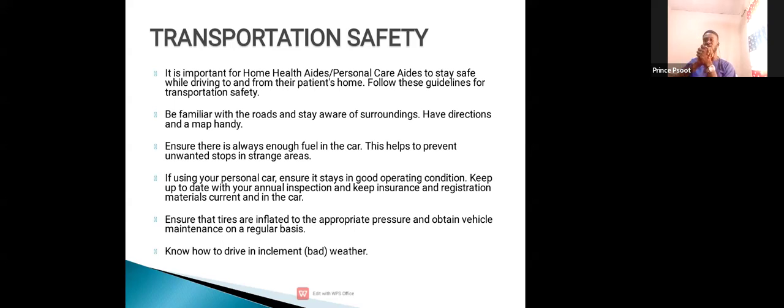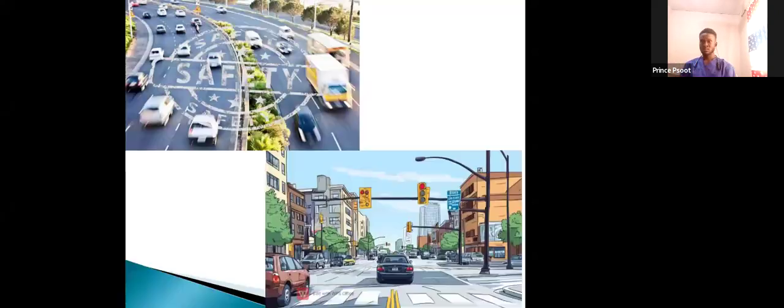Know how to drive in inclement weather. This is bad weather. If you don't know how to drive in bad weather, please don't move. Even in weather that is too bad, there is some weather that they will advise you not to move in. Please don't move. But then there is weather that still allows some amount of movement, but you need to know how. So you must know how to move in bad weather. And this is an example of driving safely.